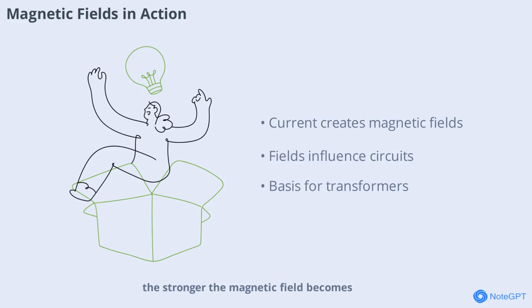These magnetic fields can interact with other components, influence nearby circuits, and even induce currents in other wires. This phenomenon is used in transformers, wireless charging, and many other technologies. Understanding how magnetic fields work is key to unlocking the full potential of inductivity.